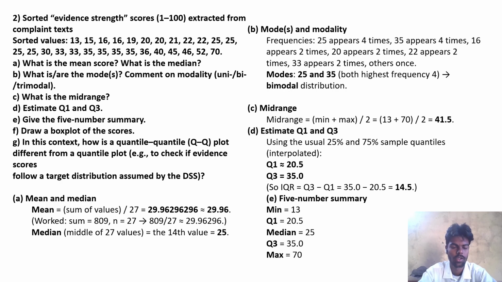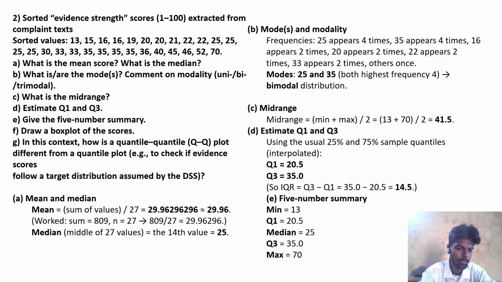What is the mid-range? What are the estimates of Q1 and Q3? Give the five number summary and draw a box plot of the scores. And in this context, how is a quantile-quantile plot different from a quantile plot? For example, to check if the evidence score follows a target distribution assumed by the DSS.